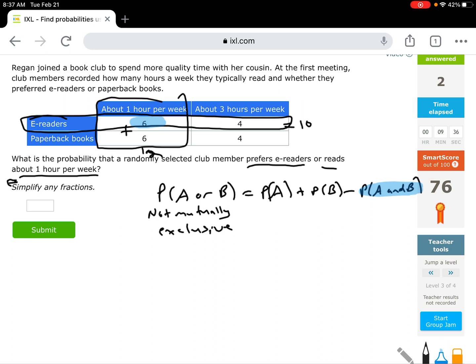So the probability of A is, well, I'm just going to look at these here. What's the probability of preferring e-readers? That's going to be this, which is 10. What's the probability of reading an hour a week? That's going to be 12. And then where they do both? Well, that's going to be here, 6, and highlighted in blue. So 10 plus 12 is 22, minus 6 is, let's see, 12, 10, 9, 8, 7, 6. So that's 16.